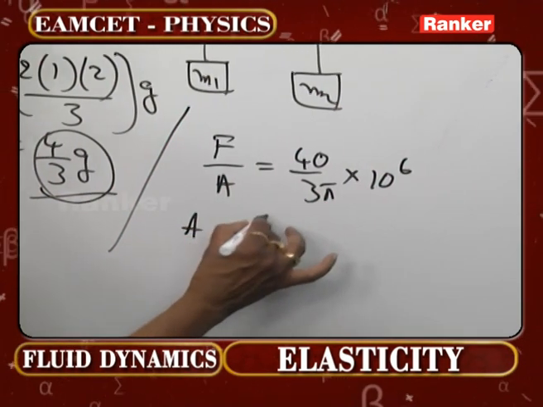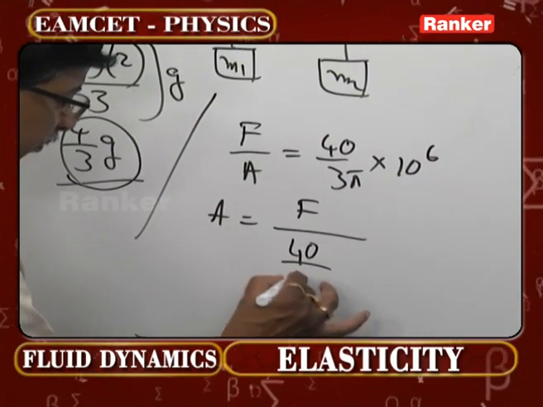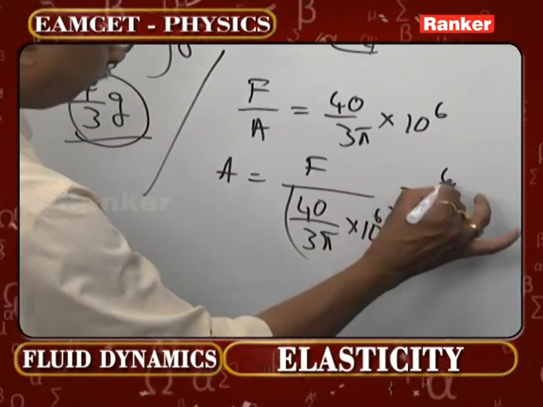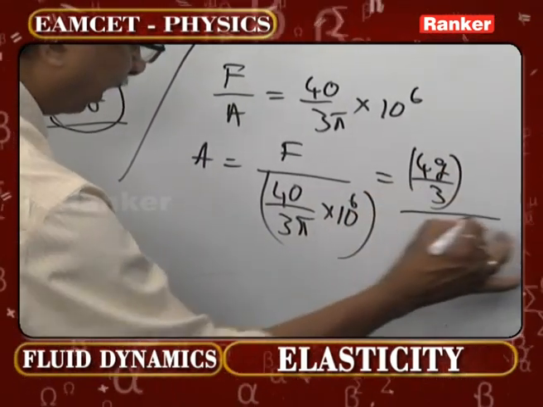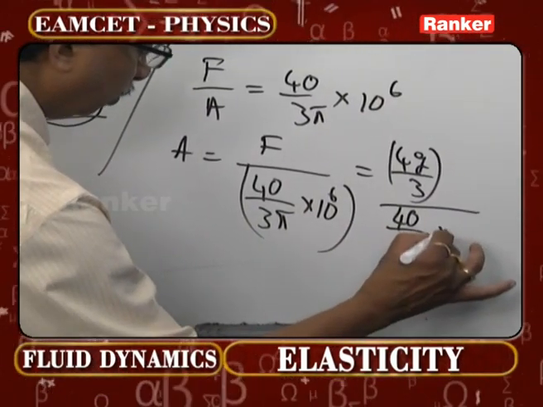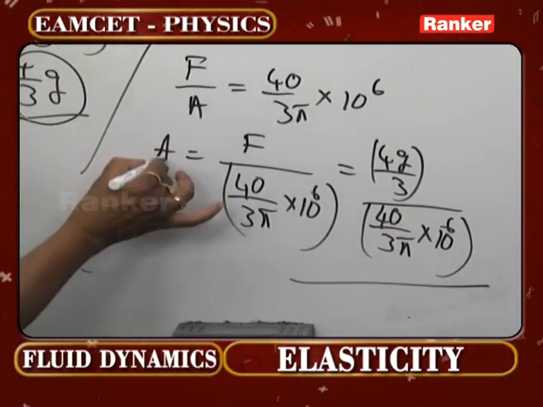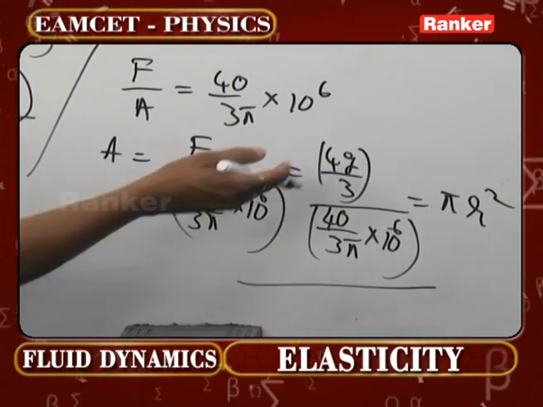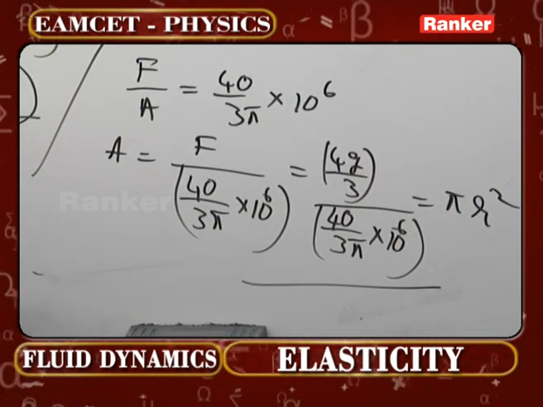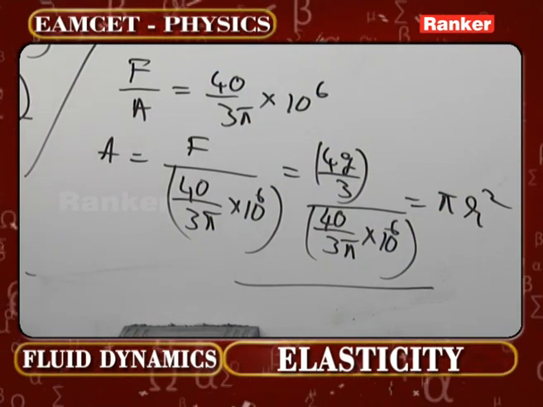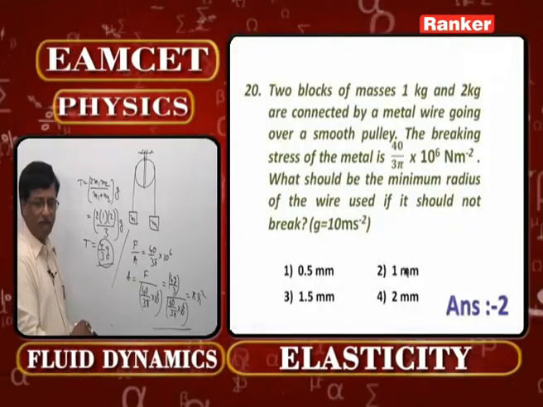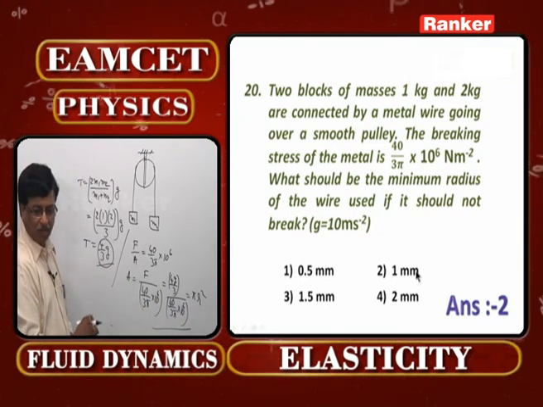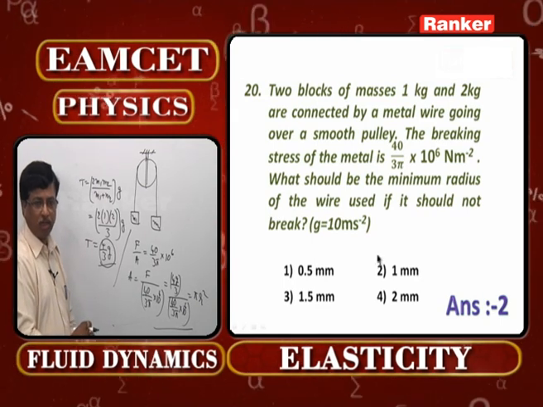Now A can be written as F by 40 by 3 pi into 10 to the power 6. This is the value. What is this F now? It is 4G by 3 divided by 40 by 3 pi into 10 to the power 6. After getting this value of A, you just have to calculate that it is equal to pi r square, and what is the value of r? You just have to estimate. Exactly, you will be getting 1 millimeter for the radius there. Look at that option, exactly the second option. If we equate them and cancel things off, r will be exactly 1 millimeter. That is question number 20 over here.